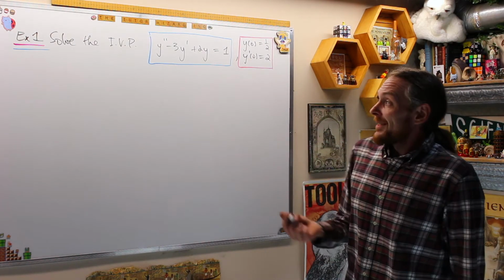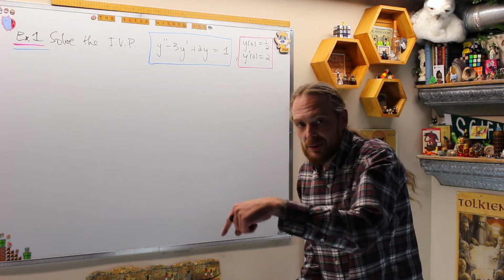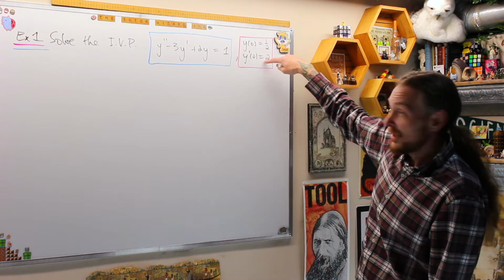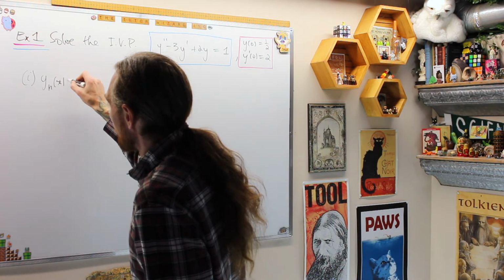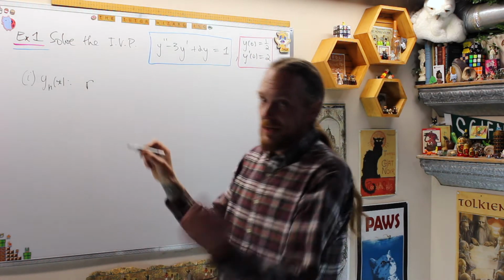All right, what are we doing with this? Step 1 is I need a homogeneous solution. Step 2 is I need a particular solution. Step 3 is I find the unique alpha and beta that they were talking about using the initial conditions. 1, y homogeneous. This is relatively easy if you know the quadratic formula.